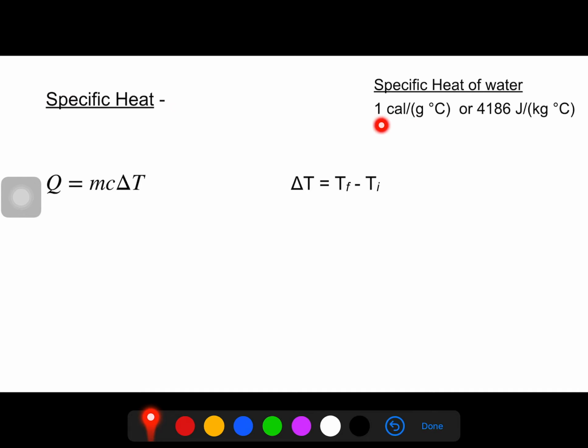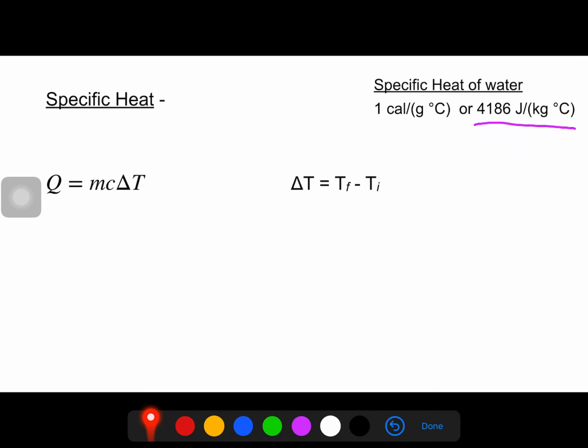So if you look over here, for the specific heat of water, there's two different ways we can do this, and we are going to use this one for our sake, but I just want to show you both. The specific heat of water is 1 calorie per gram degrees Celsius. So it takes 1 calorie, that's a measure of heat, to change 1 gram of water 1 degree Celsius. Or it takes 4,186 joules of energy to change 1 kilogram of water 1 degree Celsius.